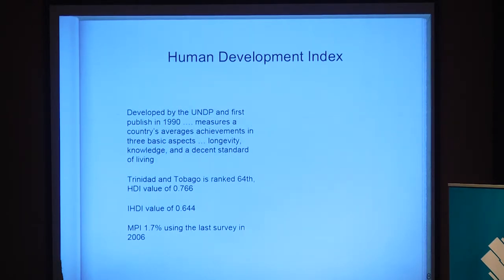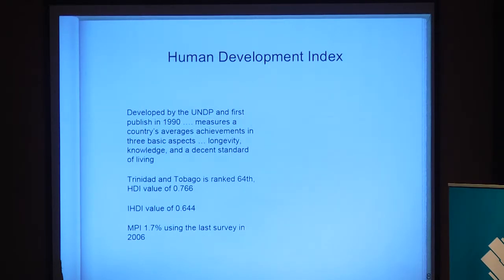As of 2013, Trinidad and Tobago was ranked 64th with a value of 0.66, placing it in the high human development category. However, the HDI doesn't speak to the quality of life that a person lives, as a long and healthy life doesn't mean that the person is not suffering from illnesses such as hypertension, diabetes, cancer, HIV, Alzheimer's, or obesity.